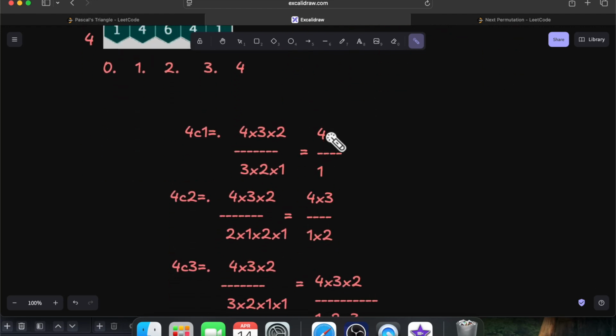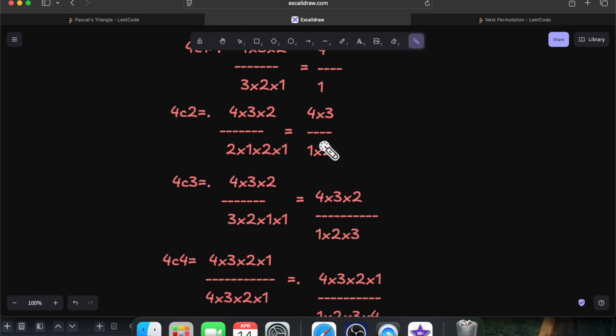Instead of that, we can simply use the previous value. For finding this position we got 4 by 1. We will use this for the next position, and additionally multiply by 3 by 2. And same for this, we will use this to find the next one, and extra we will add 2 by 3, and same for here.